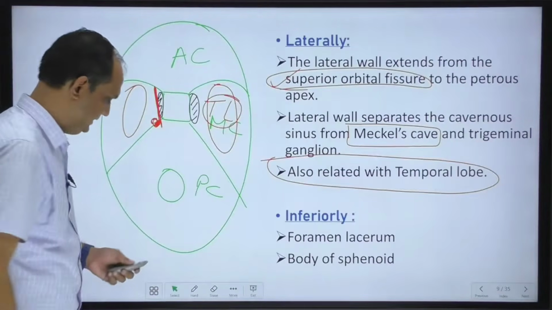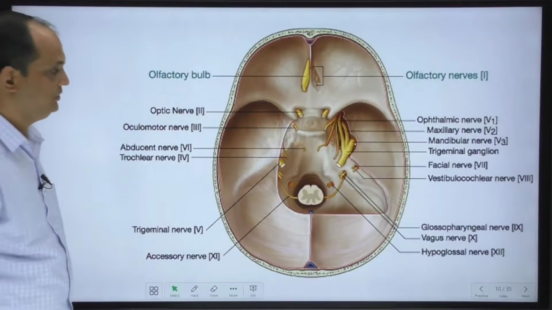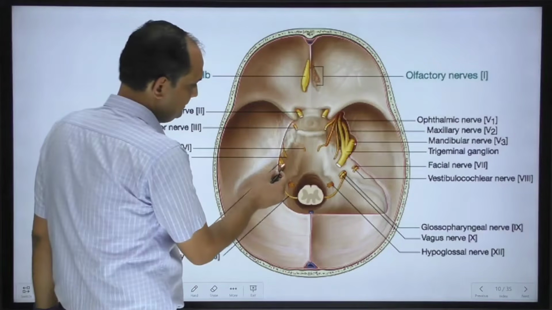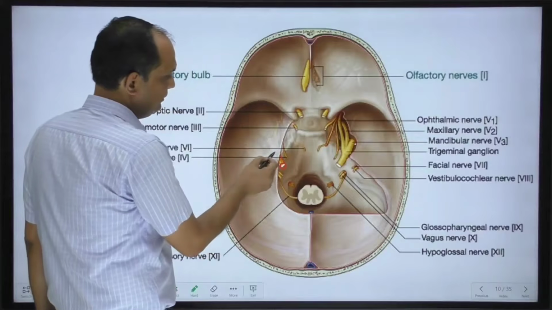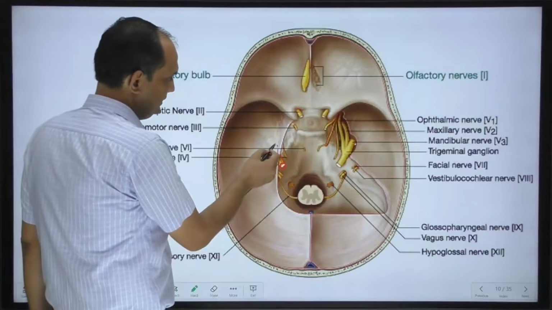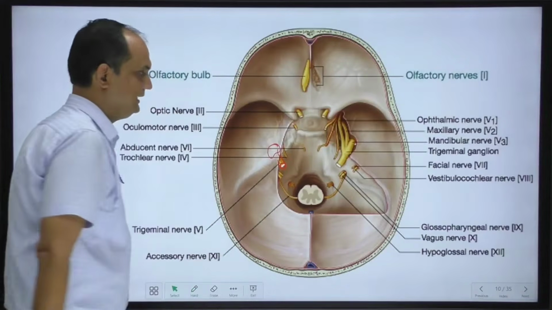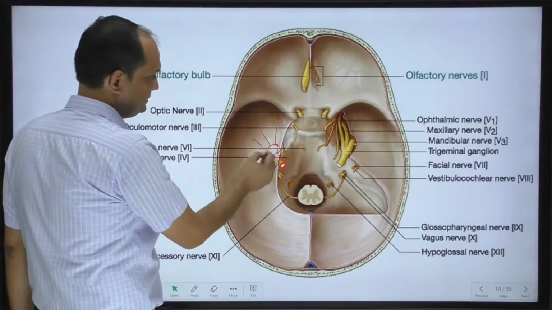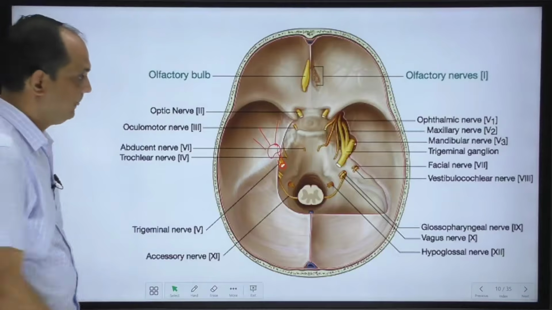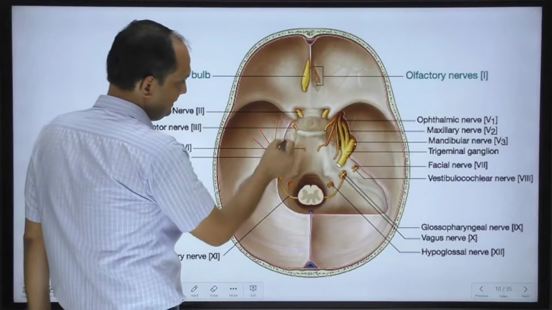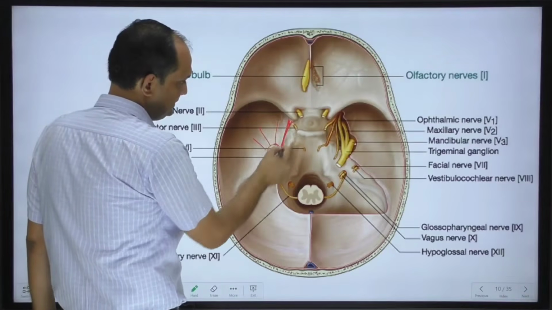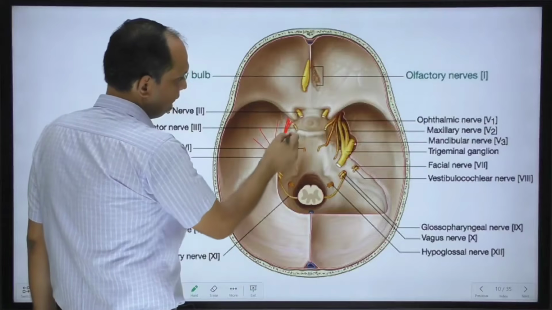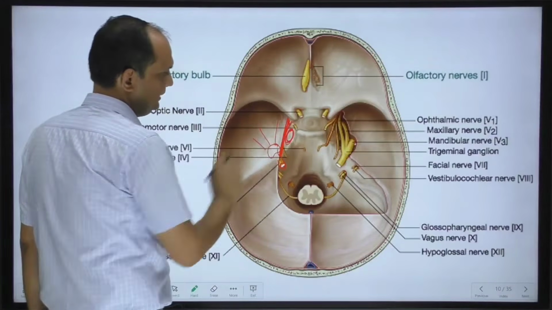So when we see the diagram, what you are able to appreciate is that this is your trigeminal nerve. Now this trigeminal nerve has the ganglia here. This ganglia is known as the trigeminal ganglia, and this ganglia is receiving the three branches: ophthalmic, maxillary and mandibular. Now this ganglia remains separated by this lateral wall from the cavernous sinus, which is present here.